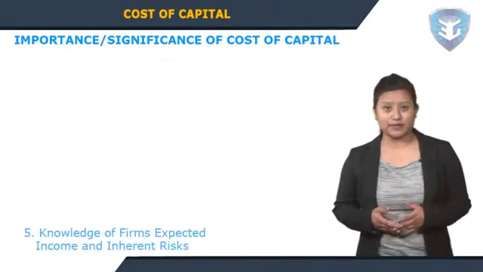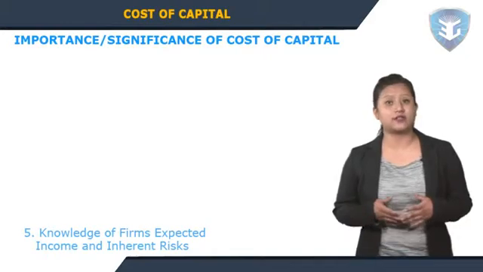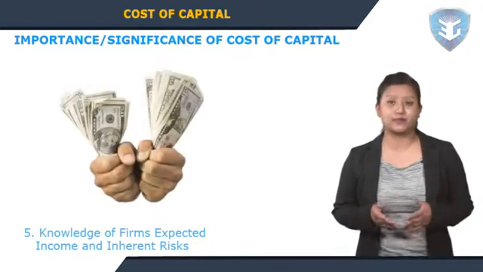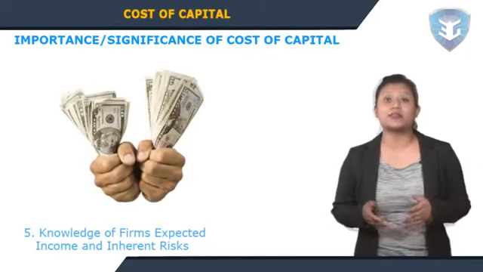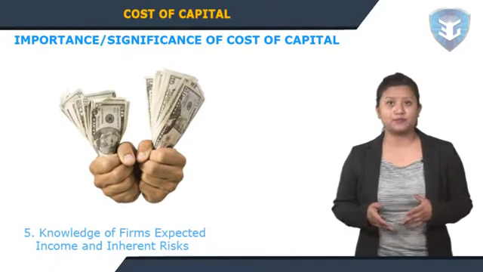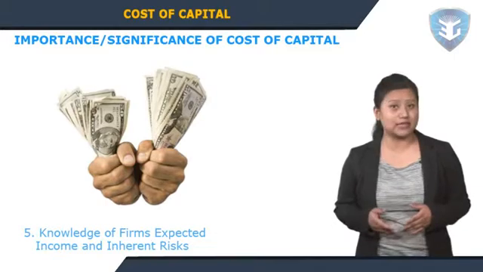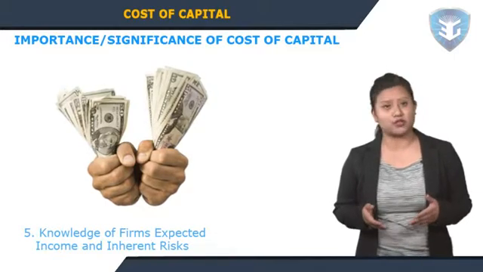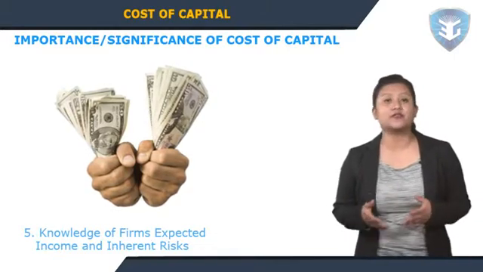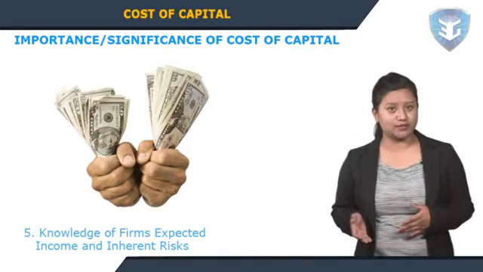Knowledge of firm's expected income and inherent risk. Investors can know the firm's expected income and risk inherent therein by cost of capital. If a firm's cost of capital is high, it means the firm's present rate of earnings is less, risk is more and capital structure is imbalanced. In such situations, investors expect a higher rate of return.